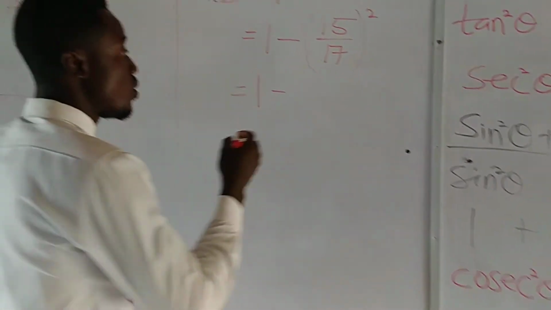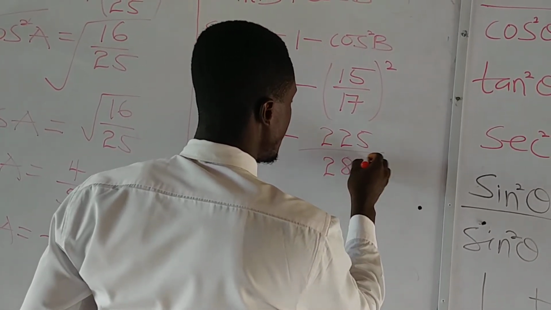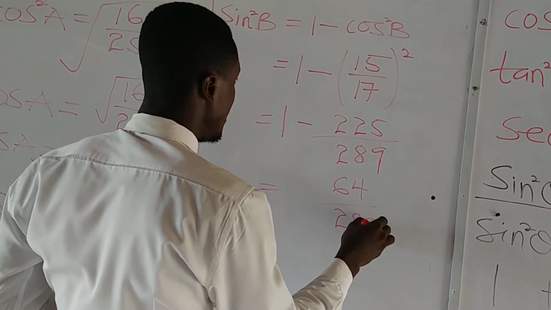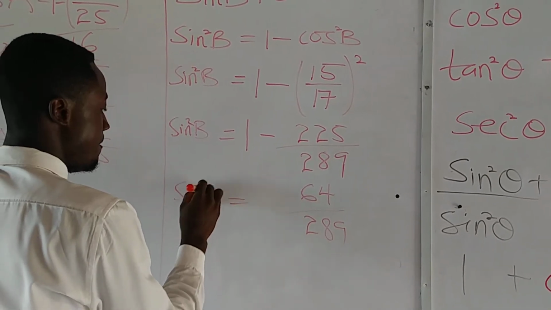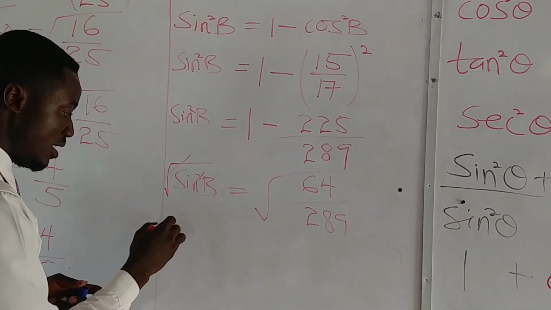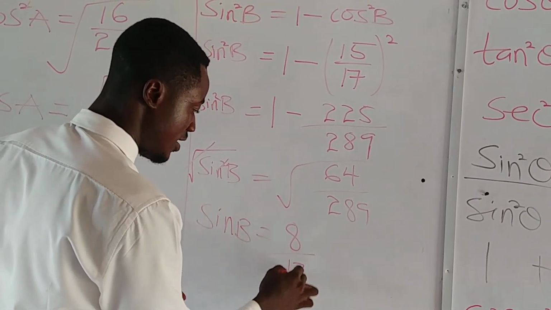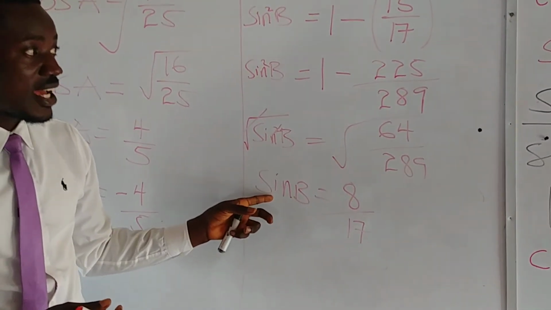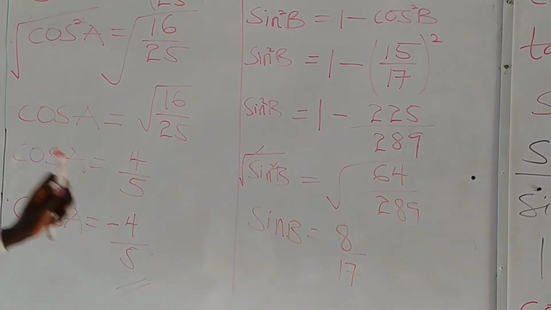So you have 1 minus 15 squared is 225 on 289. This will give us 64 on 289, sine B squared. We want sine B, so let's root both sides of the equation. So the square root will do away with this, giving us sine B will be equal to root of 64 is 8 on 17. Don't forget, B is in the first quadrant, so sine is positive. Good. So that is the value for sine B. So now we can go ahead and calculate for tan A.